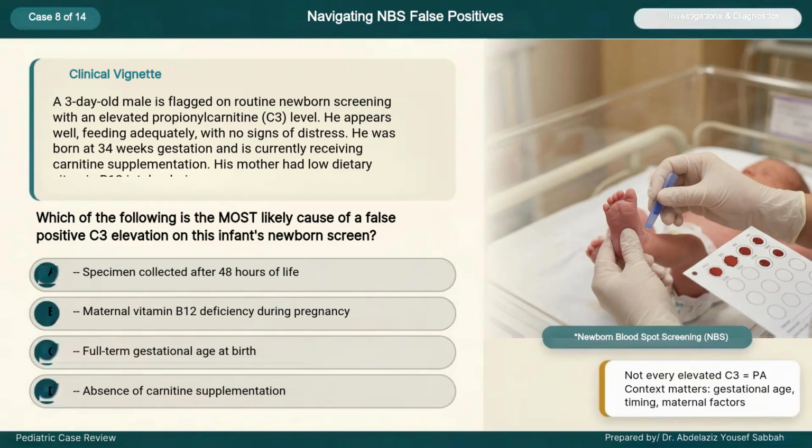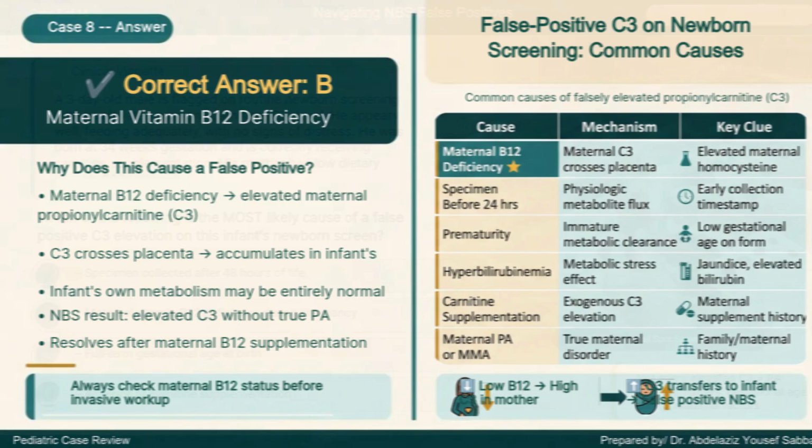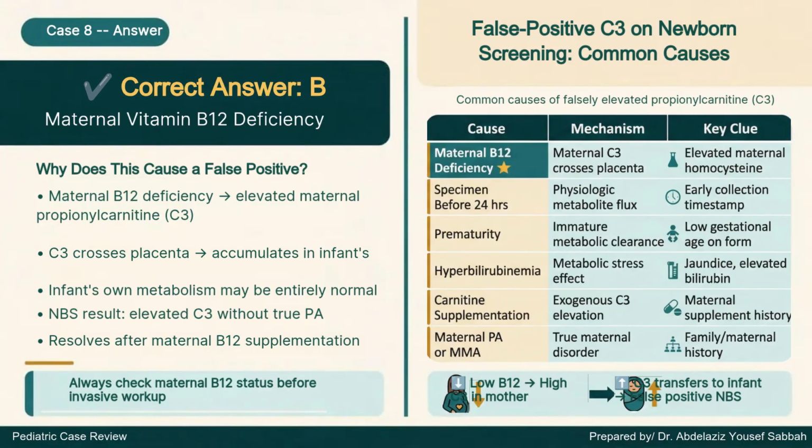Option A, specimen collected after 48 hours of life. Option B, maternal vitamin B12 deficiency during pregnancy. Option C, full-term gestational age at birth. Option D, absence of carnitine supplementation. The correct answer is option B, maternal vitamin B12 deficiency during pregnancy. When the mother is B12 deficient, maternal propionyl carnitine, C3, levels rise because B12 is required as a cofactor in the propionate metabolic pathway.